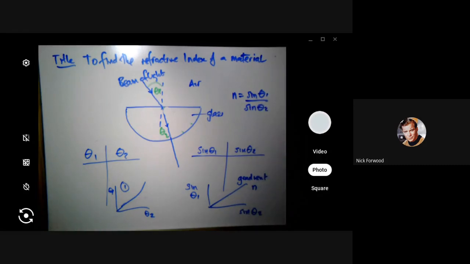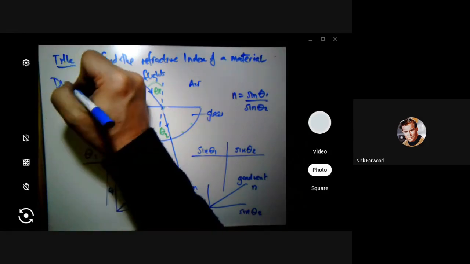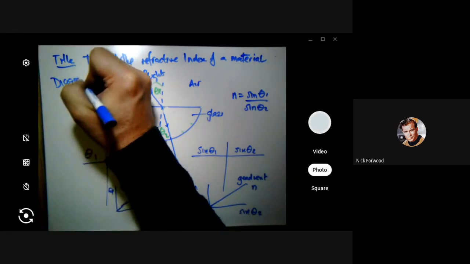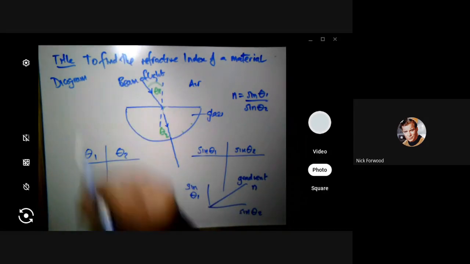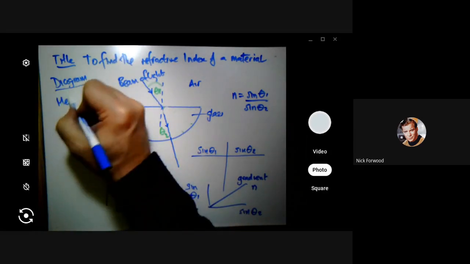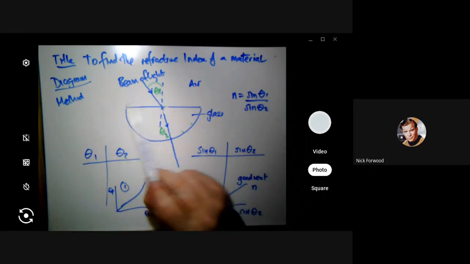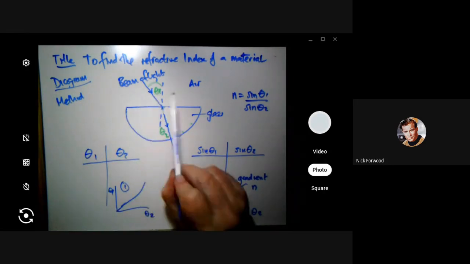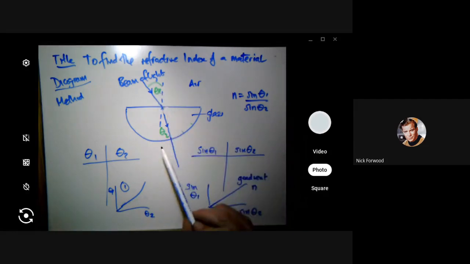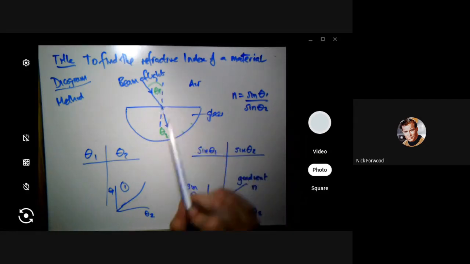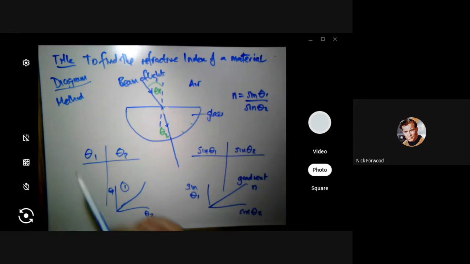So I suggest you pause the video there and do this title, then do a diagram, which we've got. Then say your method, and I'll say it again for about the third time. Set up the equipment as shown, shine a beam of light into a block of glass, measure theta 1 and theta 2. Then number 1, plot a graph of theta 1 against theta 2. That would be your results.